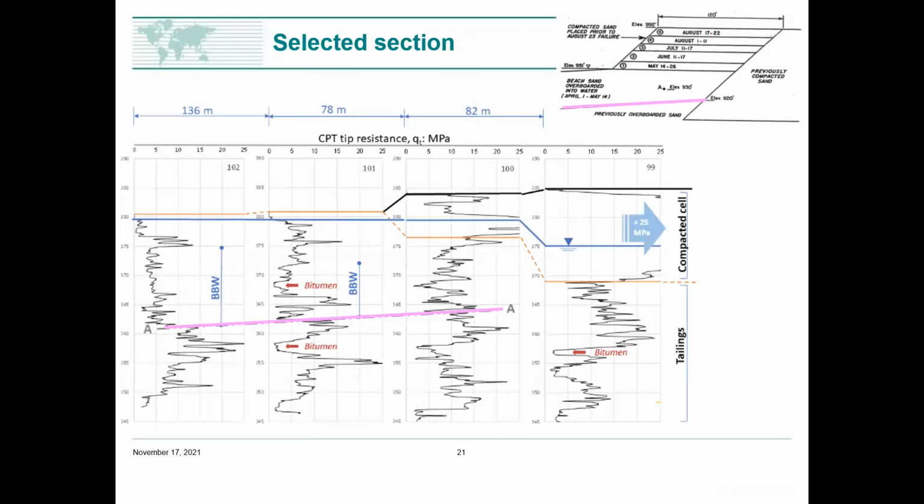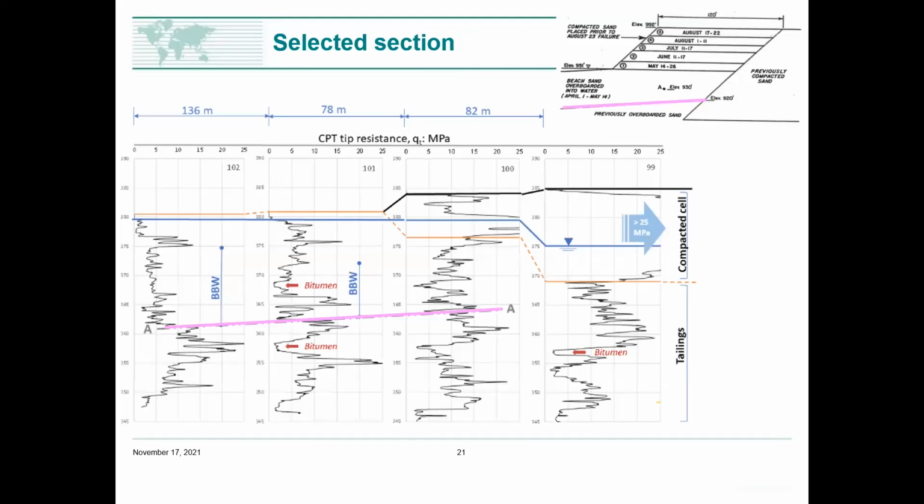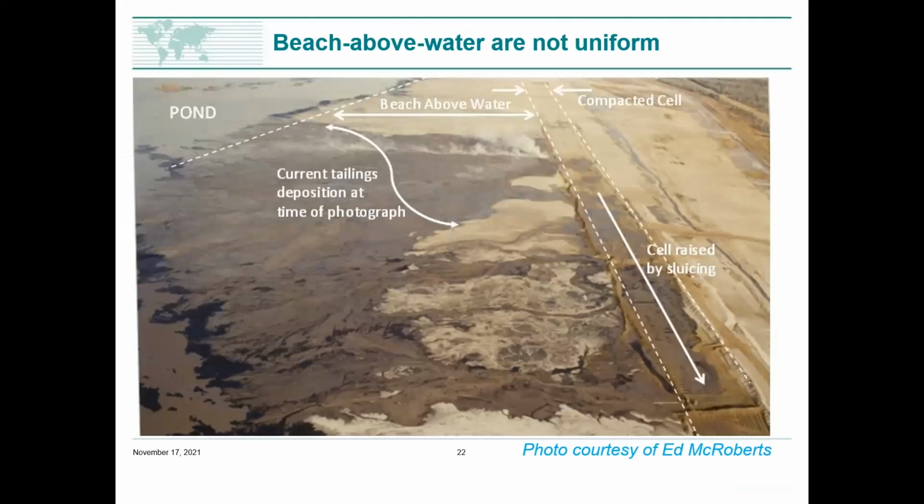What you see in reality, this is one of Ed's photos, is, as you all know, when we spigot tailings, it's like a delta deposit. It's not a uniform sheet, and far from it. So the fact we have variability is really no surprise. That's just reflecting the deposition conditions you can see there.